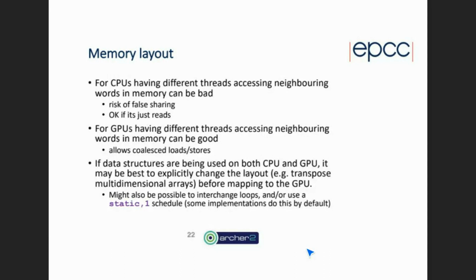So it depends what you're doing, but if data structures are used on both, then you might need to explicitly change the layout, so transpose multi-dimensional arrays before you map them onto the GPU. It might also be possible to interchange loops, or use a static 1 schedule. And in fact, some implementations will actually do static 1 as the default schedule for this reason.